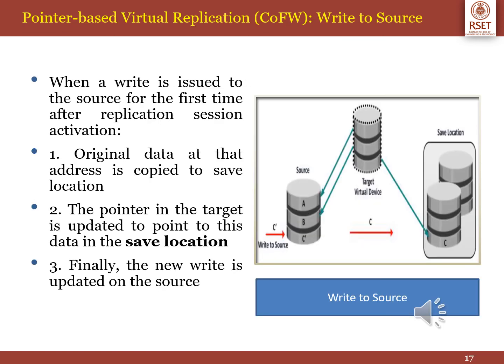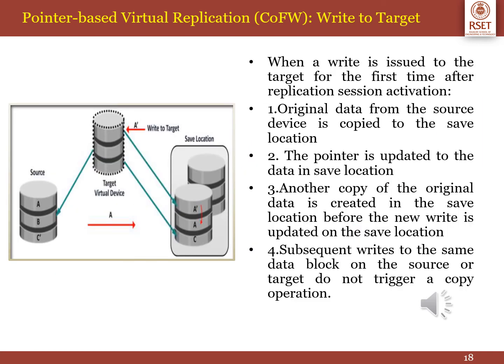When a write is issued to the source for the first time after the session activation, the original data at the address is copied to a predefined area in the array. This area is generally termed as save location. The pointer in the target is updated to point to this data address in the save location. After this, the new write is updated on the source.